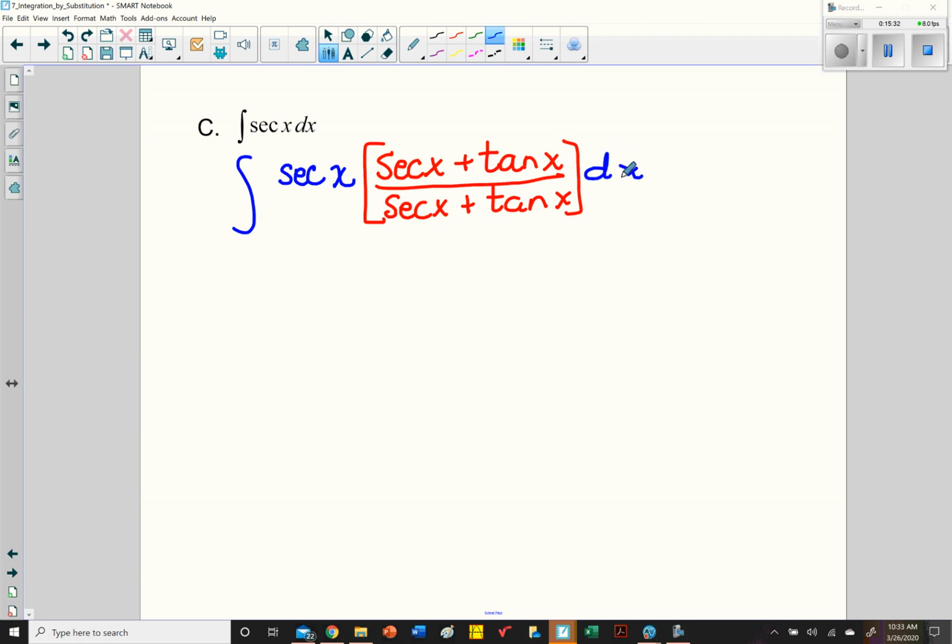Sometimes those identities help. Now, if we distribute secant to the numerator, we'll have secant squared plus secant tangent divided by secant plus tangent.